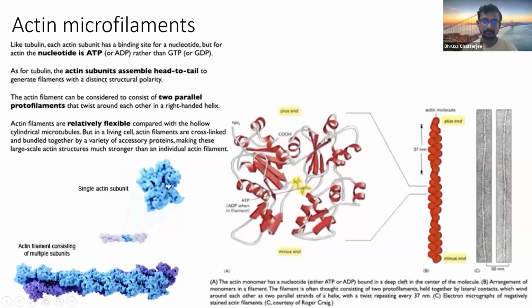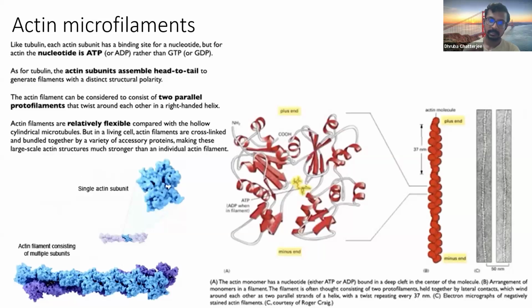Okay, now let's see about the components of the actin microfilaments. So actin microfilaments, again, are made up of protein subunits, actin protein subunits, okay? Now these actin protein subunits are also nucleotide binding, but the nucleotide is ATP. With tubulin heterodimers, we saw that alpha tubulin and beta tubulin bind GTP, guanosine triphosphate, as a nucleotide, whereas actin subunits bind adenosine triphosphate as the nucleotide, right?